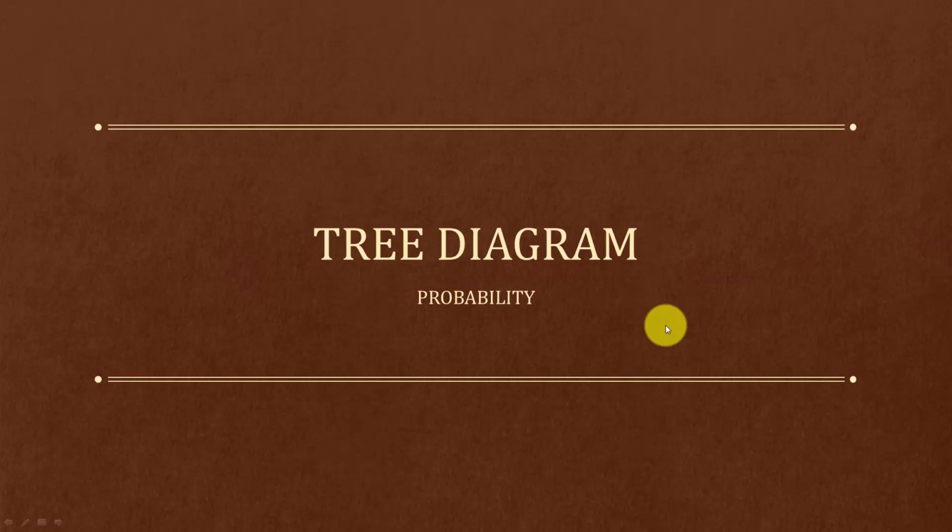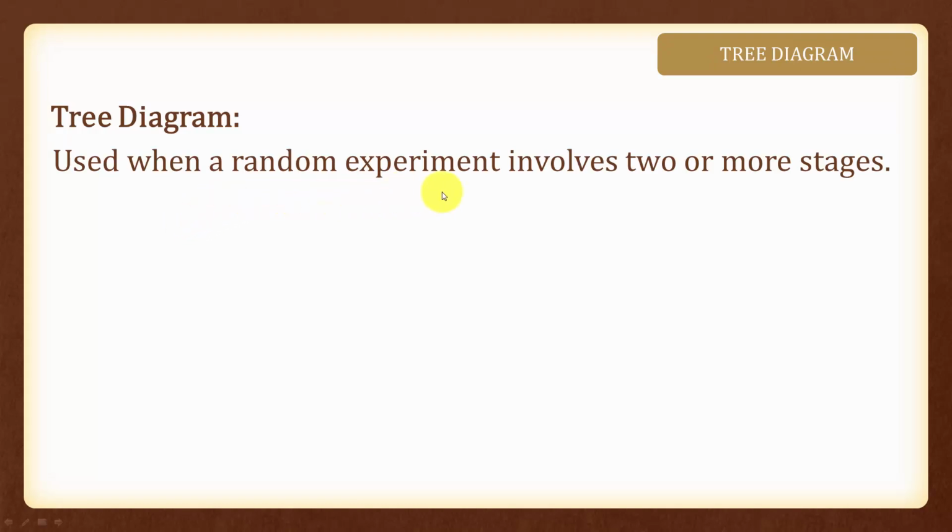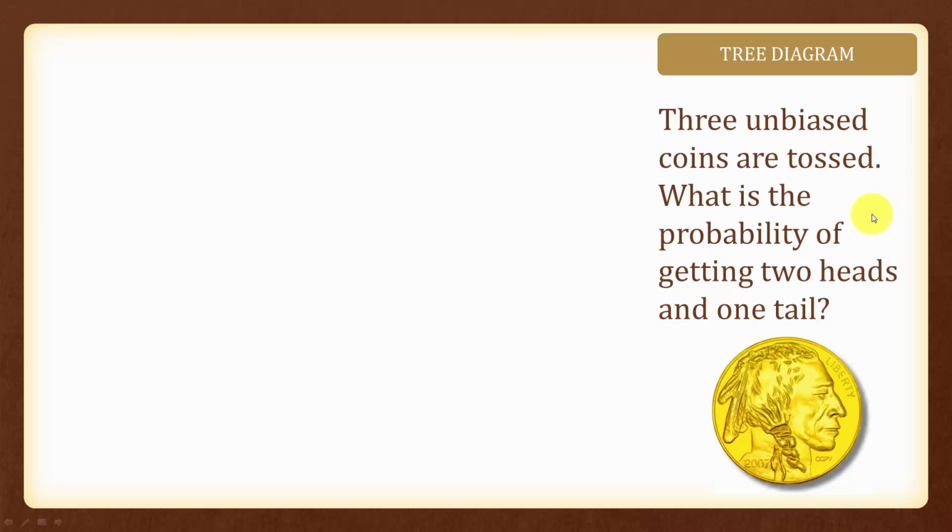In this topic, we are going to learn about tree diagrams. A tree diagram is used when a random experiment involves 2 or more stages. For example, here we have 3 unbiased coins being tossed. What is the probability of getting 2 heads and 1 tail?